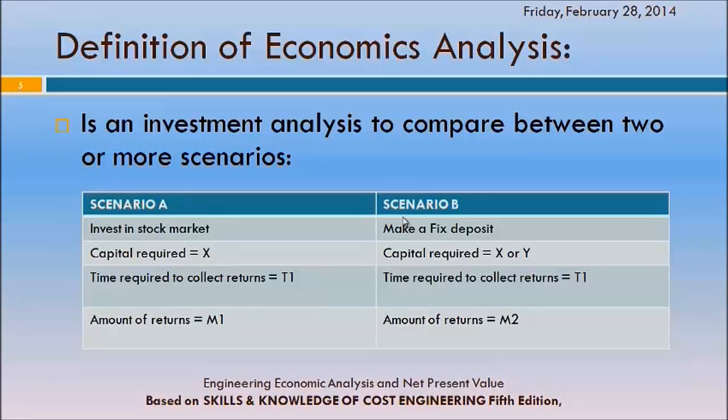So how can I compare between these two options, these two scenarios? I have to do the economic analysis. I have to put the two scenarios side by side. I have to check what is the capital required for the first scenario, what is the capital required for the second scenario, then what is the time to get your return, assuming T1, and what's the time to get your return for scenario B. Then at the end, the amount of return from option A, and the amount of return from option B.